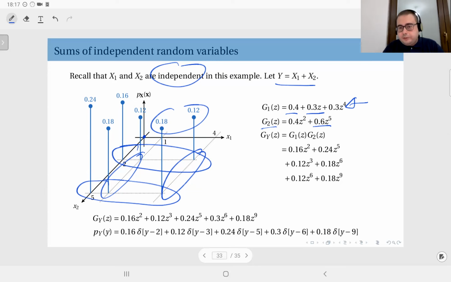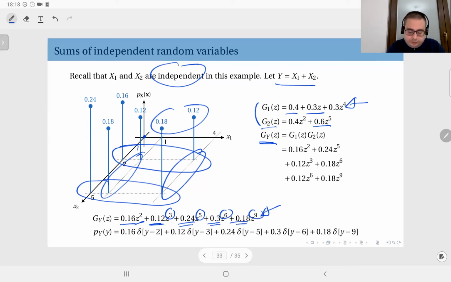Multiply them. Since x1 and x2 are independent, the product of these two generating functions will give me the generating function of their sum. Okay, multiply them term by term, you obtain this generating function. And by looking at this, you immediately see the distribution. At 2, you have 0.16 probability. At 3, you have 0.12 probability. At 5, you have 0.24. At 6, you have 0.3 probability. At 9, you have 0.18 probability.